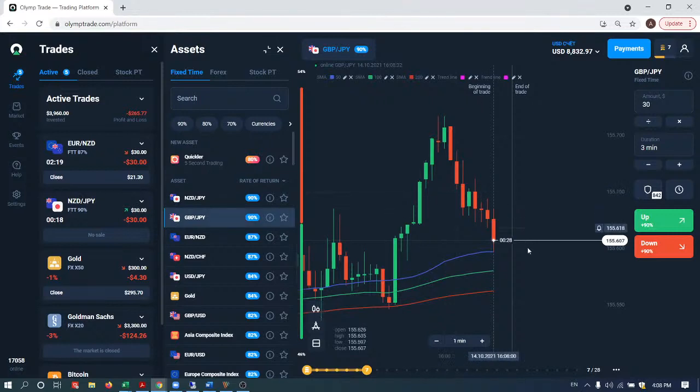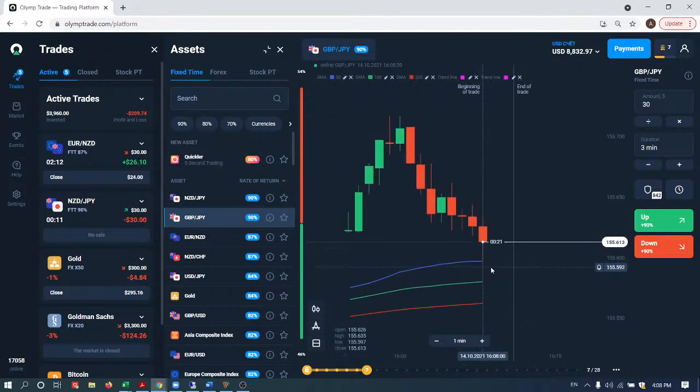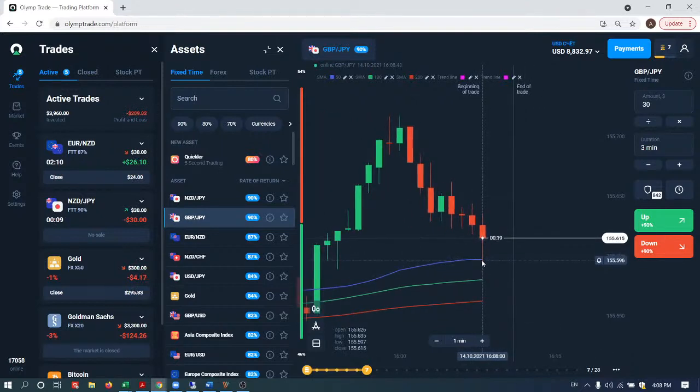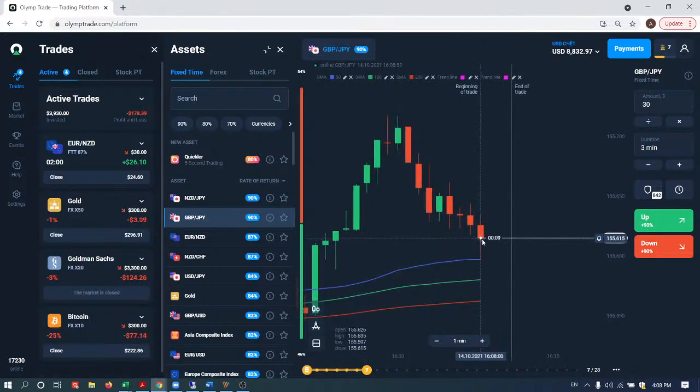So take this GBP JPY. Right now I can see that the price touched exactly the 50 SMA, and then it bounced up. Now the price is way above.